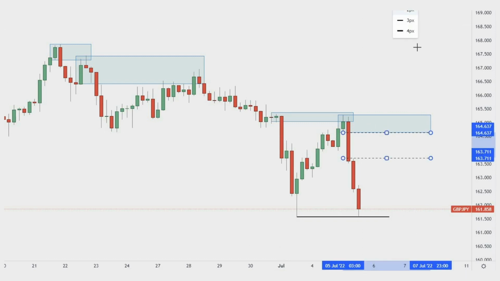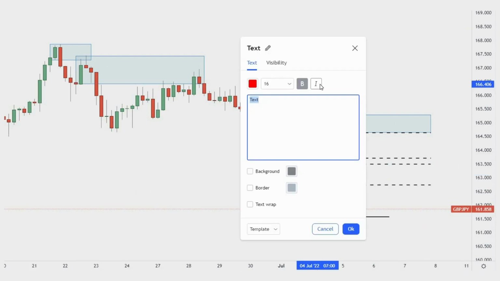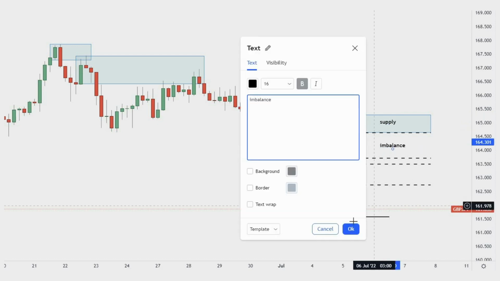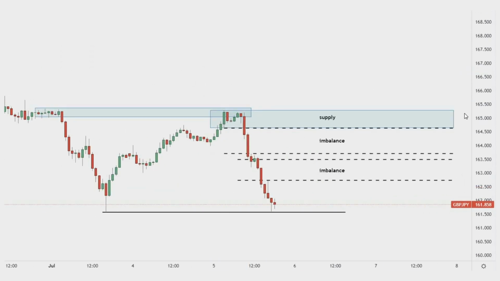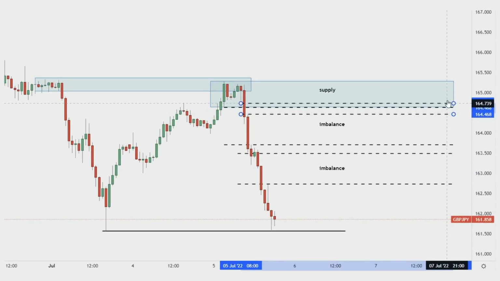During this sharp move price has created imbalance zones. We are highlighting the most significant ones. Price will visit them sooner or later in order to fill them and balance the price. We are going to shift to the 1-hour time frame in order to define the supply and imbalance zones.